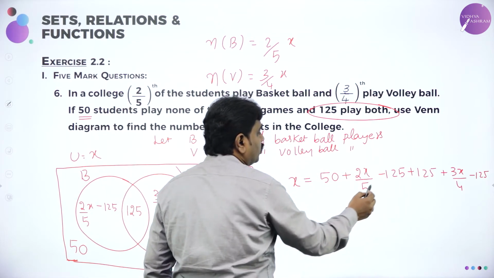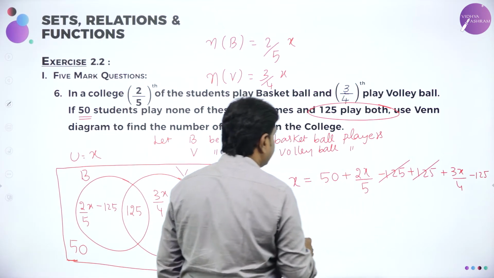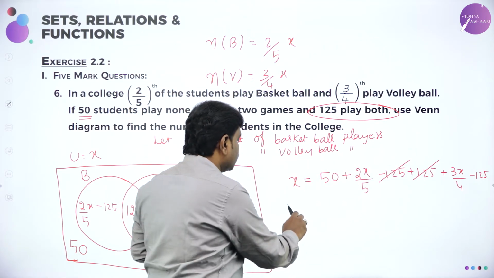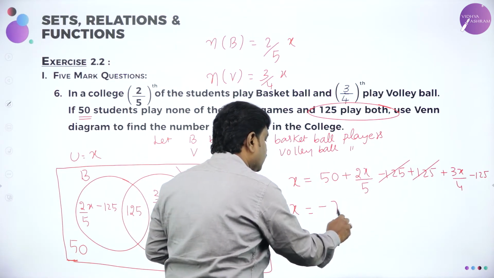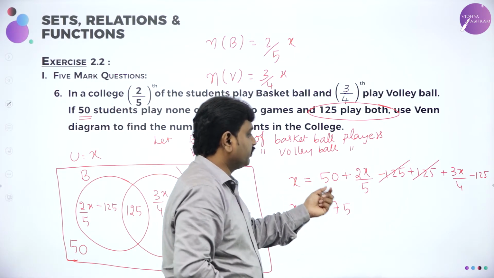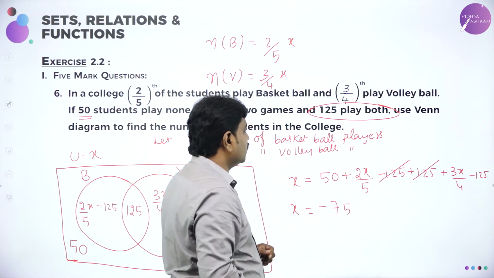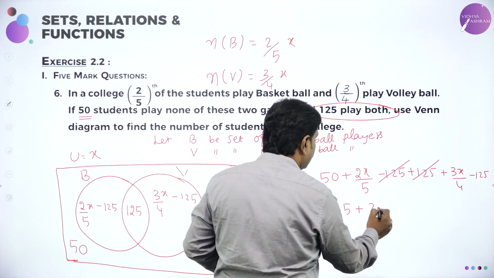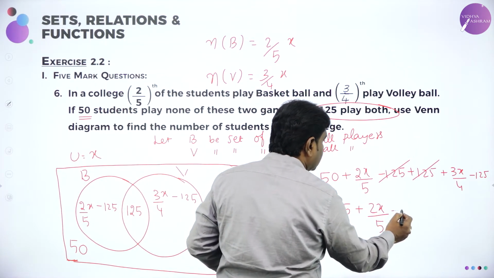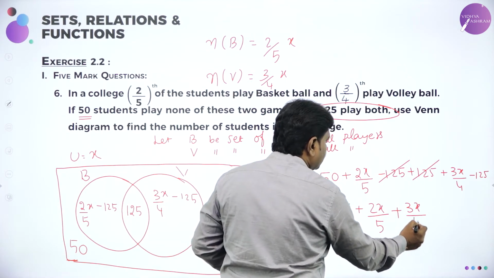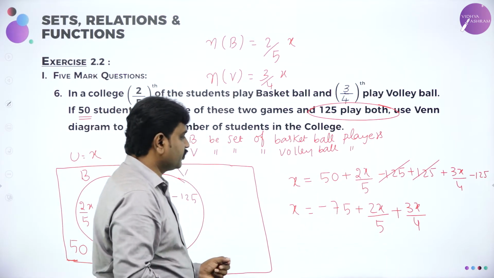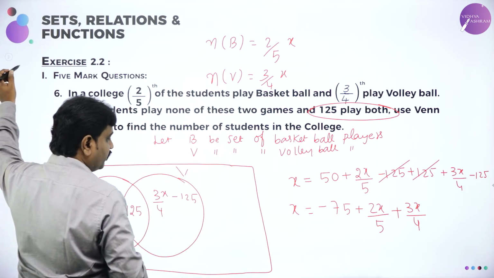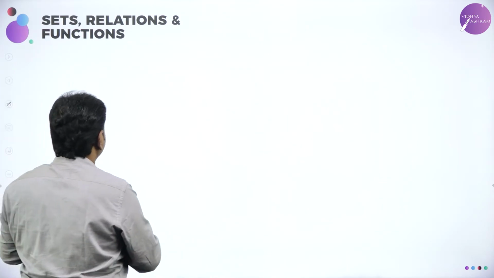Now plus 125 minus 125 cancels, and you are left with minus 125 and plus 50. So that will become minus 75. I am simplifying the numbers. Further, I will transfer all x terms, 2x plus 2x by 5 plus 3x by 4. You know how to do it by taking LCM. So I will continue from here in my next slide.